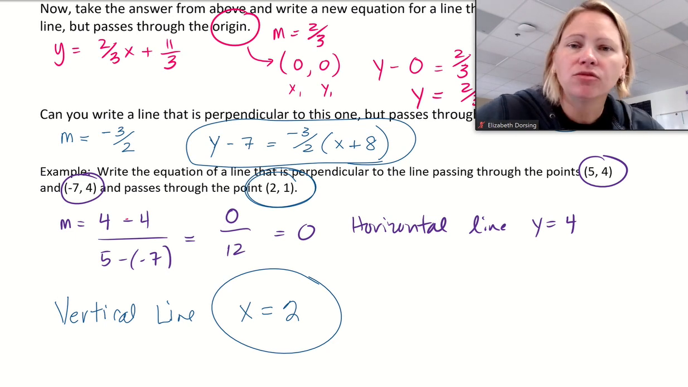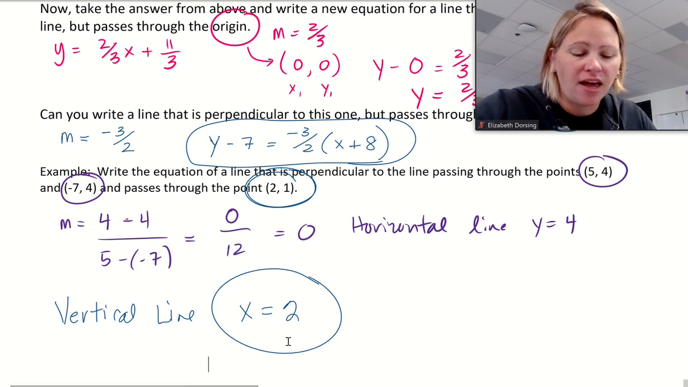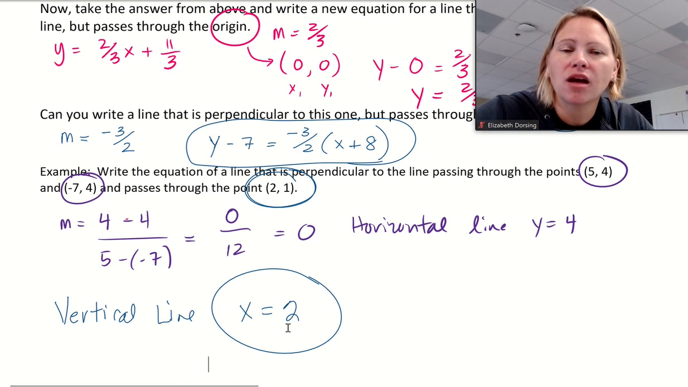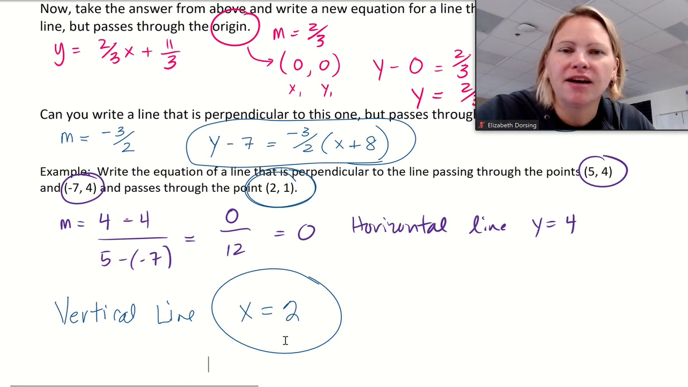So I hope this has been a good little review for you of lines and how they work and slope. Go ahead and move on to the next lesson. And just remember, as we go through these calculus lessons, some of the stuff might seem tough at first, but you can do it. And as long as you stick with it, it's going to be just fine. So keep on going.